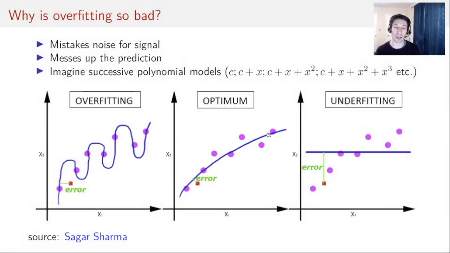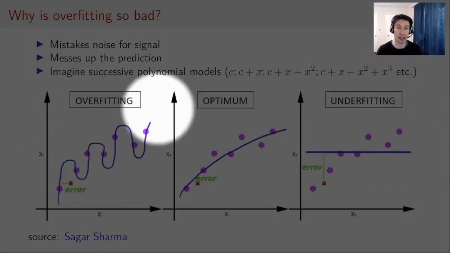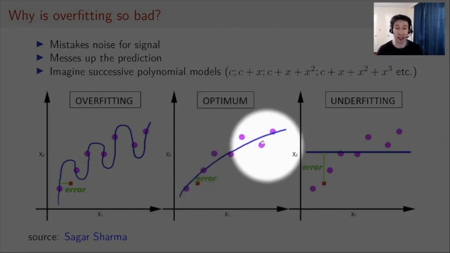So this illustrates that you don't always want to fit perfectly to your data. What you want to do is extract the signal from the noise. So this is called underfitting, this is called overfitting, and this in the middle is the kind of situation that you would prefer.